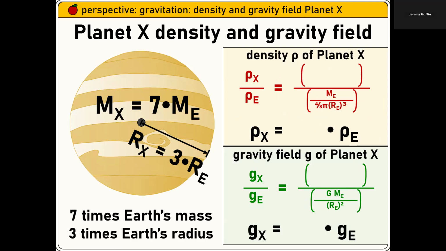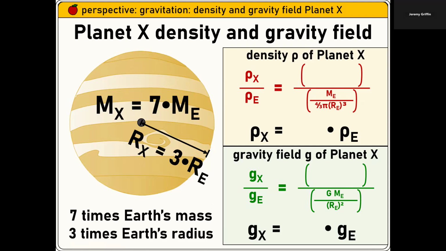Right here, I've seen AP ask questions like this before. What if you have a planet that's so many times Earth's mass and so many times Earth's radius, and there's variations on this question. Can you tell me what the density of this planet's dirt would be, on average? Or what the gravity field would be at the surface of planet X? Got some planet X out there, shiny gold planet.